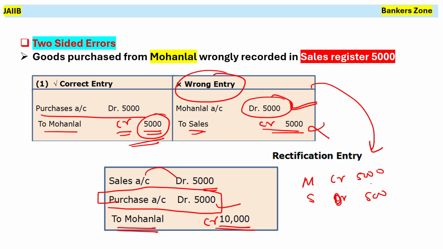This is just the reverse of it, either debit to credit or credit to debit. This will be the rectification entry. Now this is the correct entry. Just combine this entry with this one, just compare.